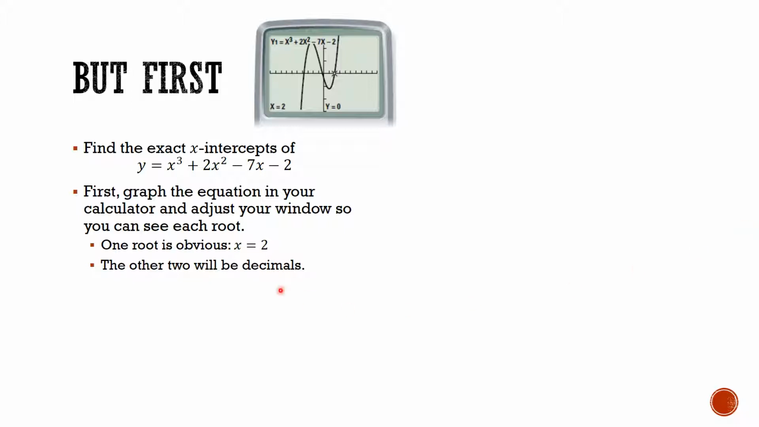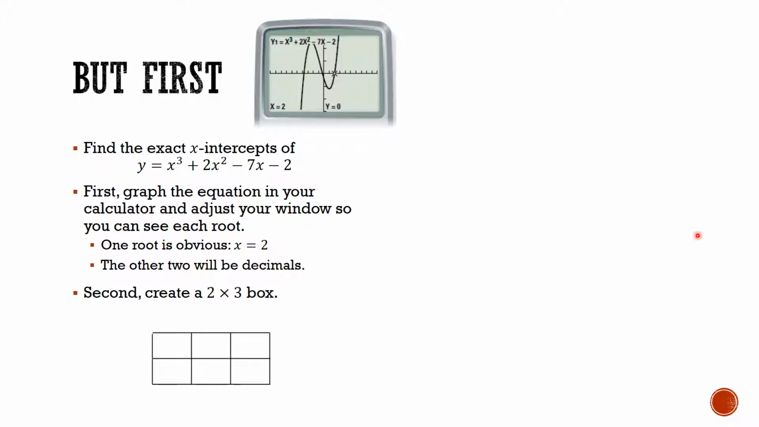So now that we know that one of our roots is x equals 2, we need to use a box. Thing is, the box is going to be bigger because we have a cubic function. If you ever have a cubic function, you're going to have a 2 by 3, where a parabola was always 2 by 2. So it changes a little bit. The steps for factoring this are very similar.